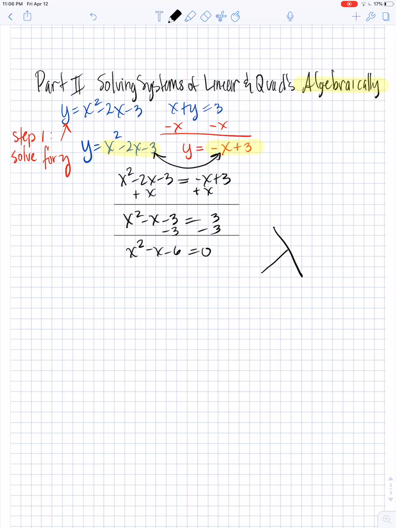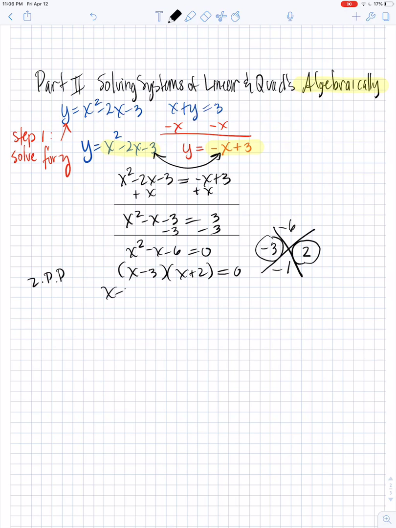And we know how to factor quadratic trinomials. We're going to look for the factors of negative 6 with a sum of negative 1. So think of two numbers that when you multiply them together, you get negative 6, but when you add them together, you get negative 1. Those two numbers happen to be negative 3 and 2. That allows me to factor this trinomial into x minus 3 and x plus 2, and of course that's equal to 0. Using the zero product property is going to help us finish this thing off.